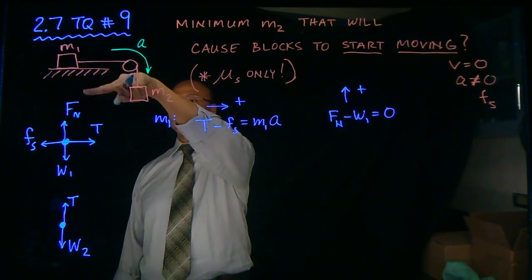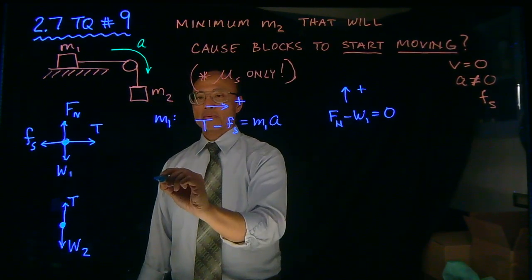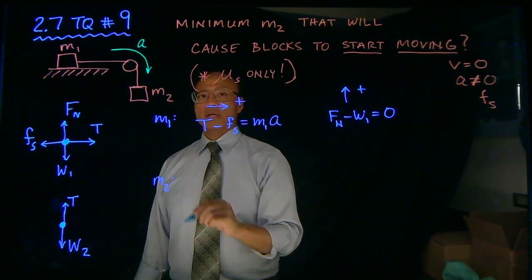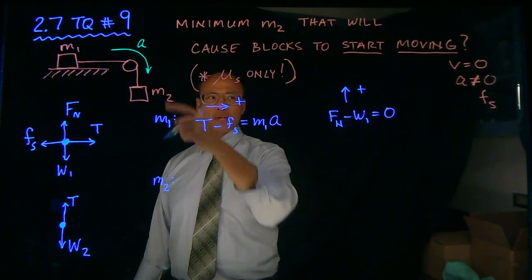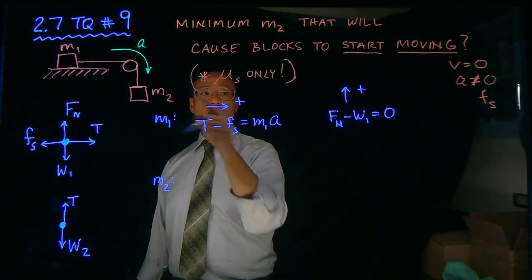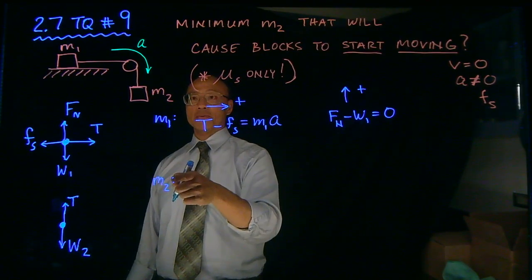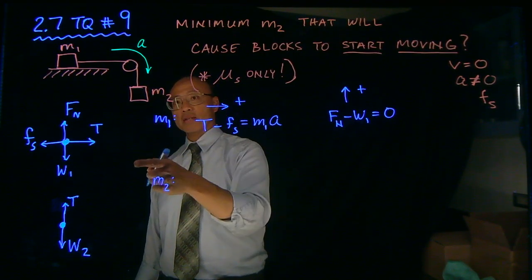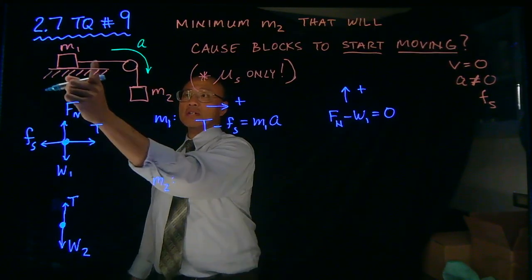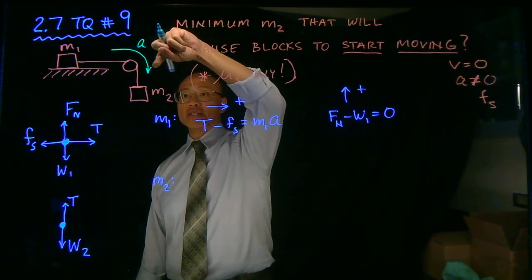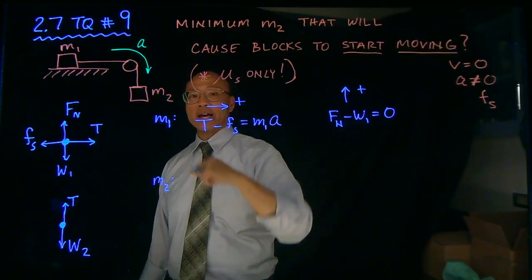Because there's no acceleration up or down. For M2, the only direction that matters is the vertical one. Which direction are we talking about with M2? M2 can only do this, right? But positive A is this way, which translates to positive acceleration for M2 down that way.